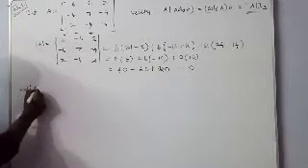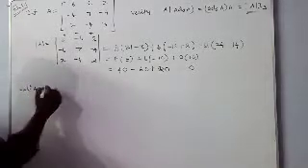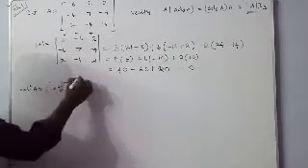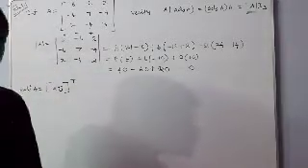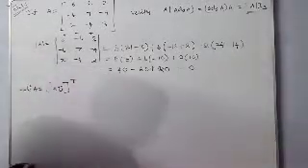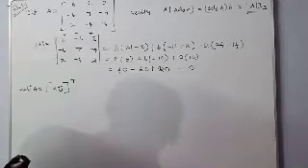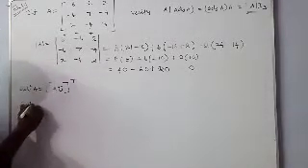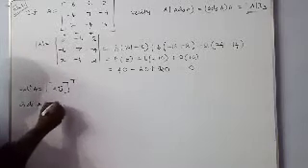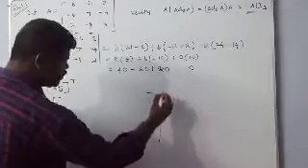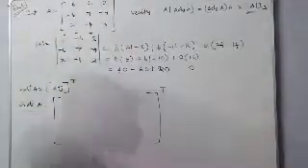And we want to find the adjoint value. Adj is equal to Aij transpose. How to find Aij? Aij is the cofactor matrix. Adj equal to this cofactor matrix Aij transpose.